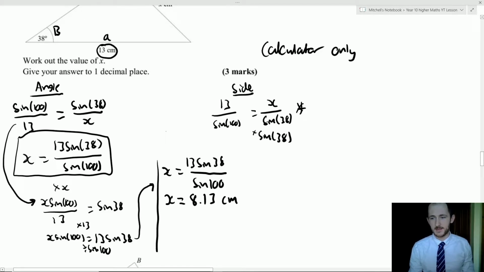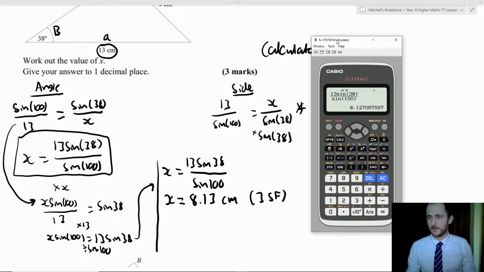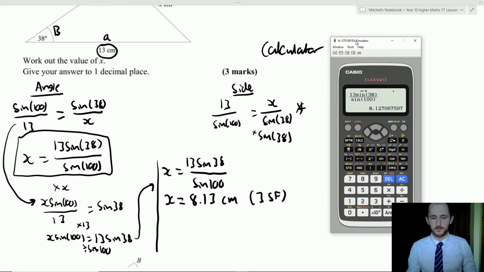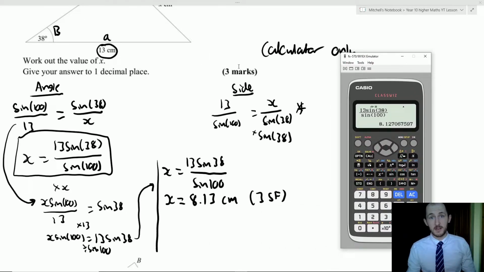8.13 centimeters. Okay, and again, this is the 3 significant figures. So we did get a much longer decimal, but all I've done is rounded it. You might think this is quite a lot, but this is 3 marks. And keep in mind, I did manage to get to this step almost immediately. I don't expect you to be able to do that just yet, but by the time of your exam, I guarantee you will be, because you would have done 100 of these questions. Okay, but this is a calculator-only topic.